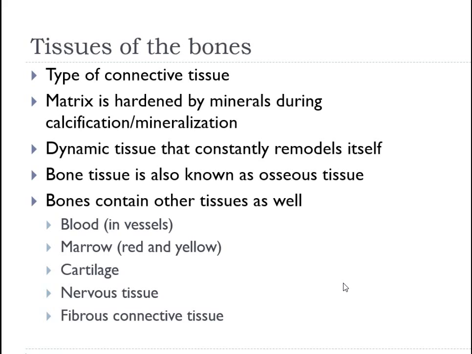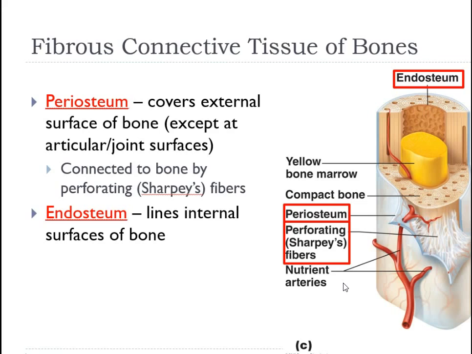And then bones contain other tissues as well. Of course, we know that they have blood vessels and marrow, which is going to be the red bone marrow and the yellow bone marrow, cartilage, nerve tissues, and fibrous connective tissues, and they all help to support bones. So let's start out with fibrous connective tissue and what that is.